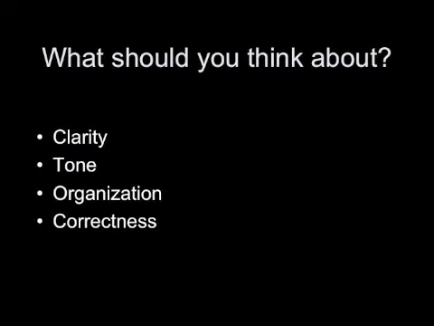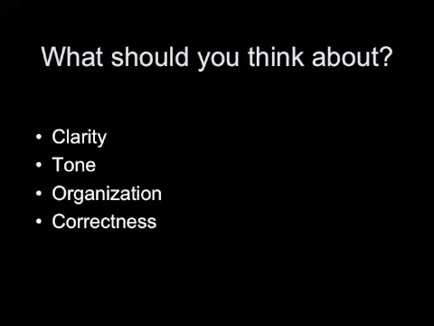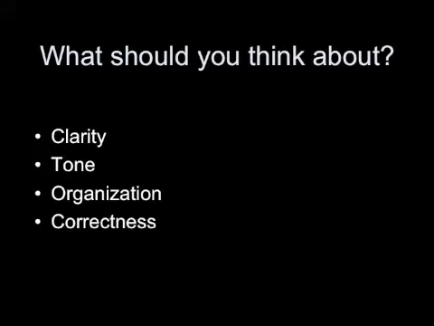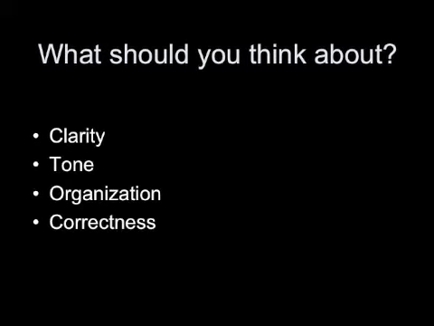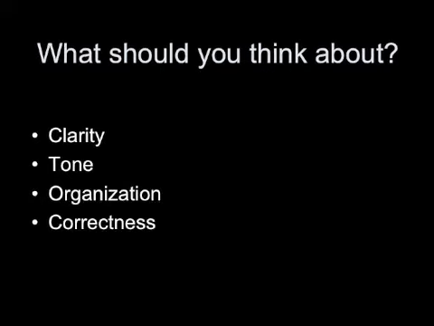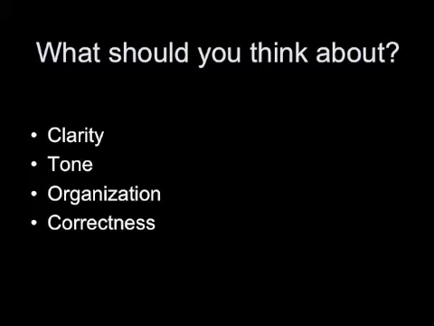I think when you're revising, especially academic writing, you should focus on 4 key areas. Those areas are clarity, tone, organization, and correctness. Now the important thing about this list is that it's a weighted list or a ranked list. In other words, the items at the top of the list are more important. You should spend more time on them than the items near the bottom of the list. Clarity is more important than tone, tone's more important than organization, and organization is more important than correctness.